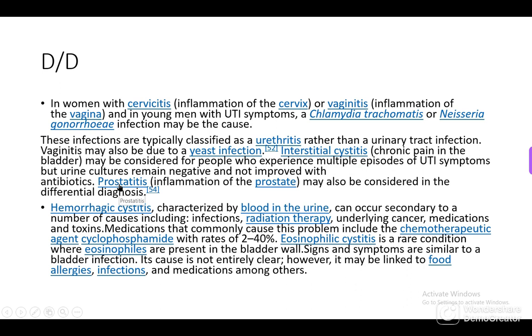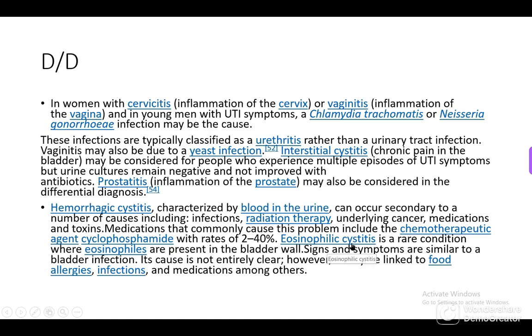Another condition is prostatitis. Maybe we also consider it in the differential diagnosis if the diagnosis is not made, or the diagnosis is made but it is not responding to the therapy. Another condition is hemorrhagic cystitis, if there is blood in the urine, possibly infections of the bladder, radiotherapy, and those persons who are on chemotherapy agents like cyclophosphamide.